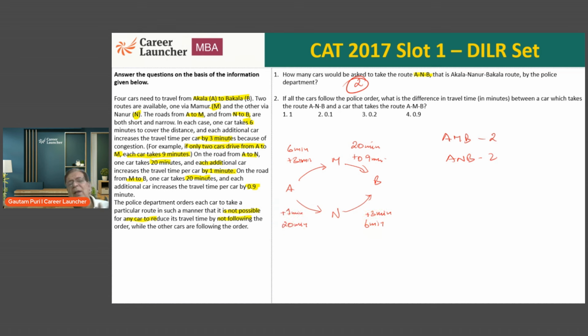Because logically, think about it, from both the routes, this way and this way, 20 plus 6, 26. 20 plus 6, 26. Isn't it? If there are 2 cars on this side, 26 plus 3, 29 plus 0.9, 29.9. If there are 2 cars, 29.9. And if there are 2 cars here, 21 plus 9, 30.